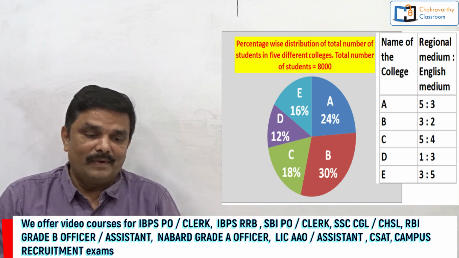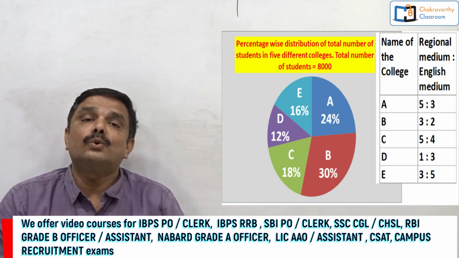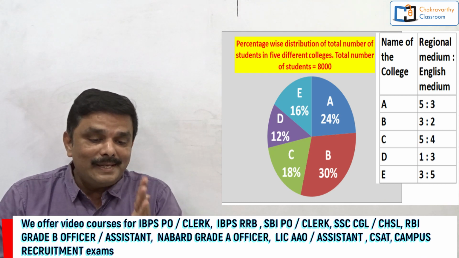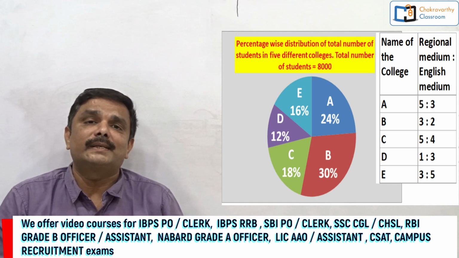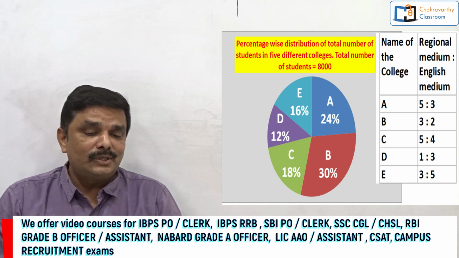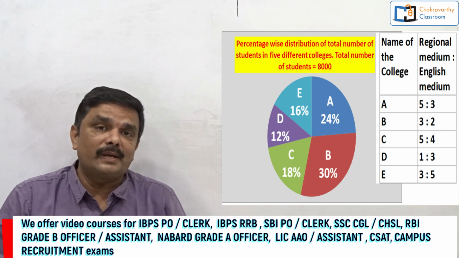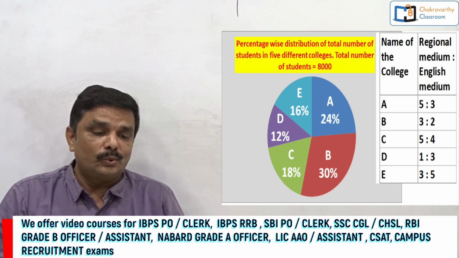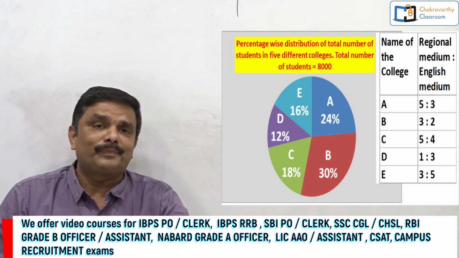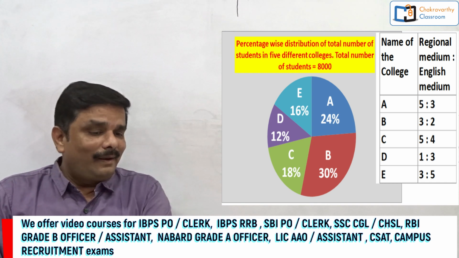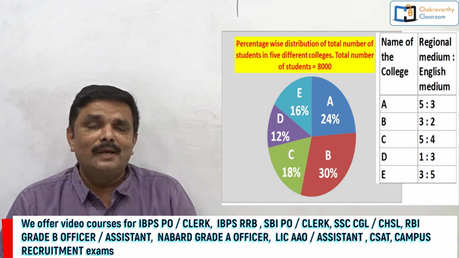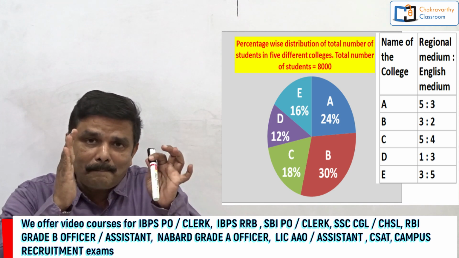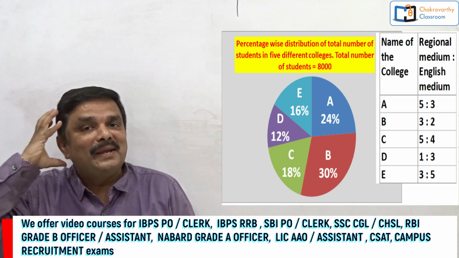Second data they have given based on the ratio. What ratio they have given? Regional medium students is to English medium students. They have given A, regional to English medium 5:3. Then college B 3:2. College C 5:4 and so on. While observing this data on these students, you have to completely analyze that one in your mind.